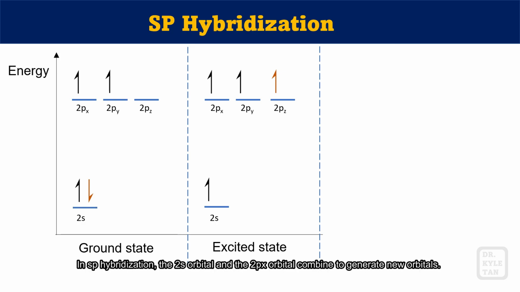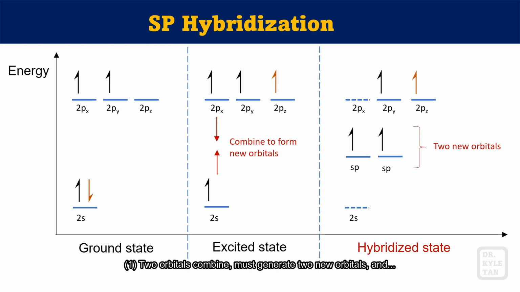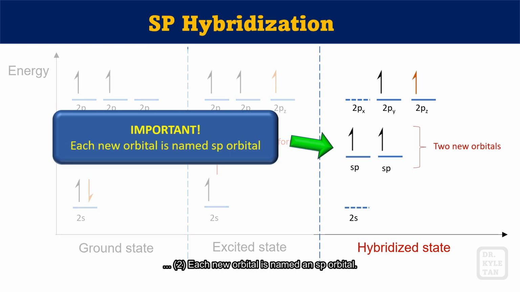In sp hybridization, the 2s orbital and the 2px orbital combine to generate new orbitals. Let's look at this animation. Combine, mix, and regenerate the orbitals. It's important to note that 2 orbitals combined must generate 2 new orbitals, and each new orbital is named an sp orbital.